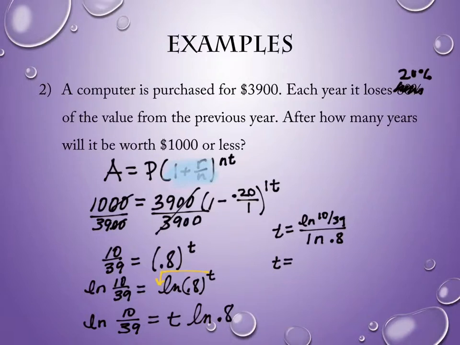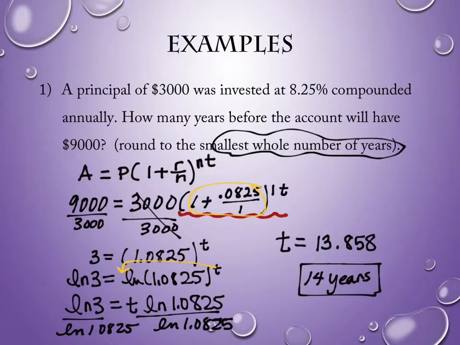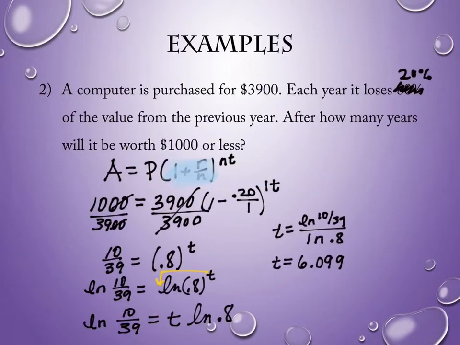And t will end up being 6.099, and it would be years, right? So if we're following the same advice, and I believe that in your notes or your homeworks it will tell you each time, the smallest whole number of years, or round to the nearest tenth, or whatever, we'll just use the same directions as the previous problem. The smallest whole number of years, this would actually end up being 7 years. It will take 7 years before the value of the computer is actually $1,000 or less.